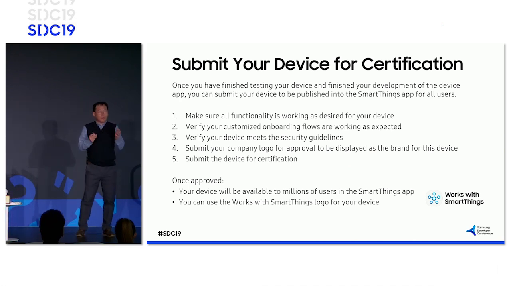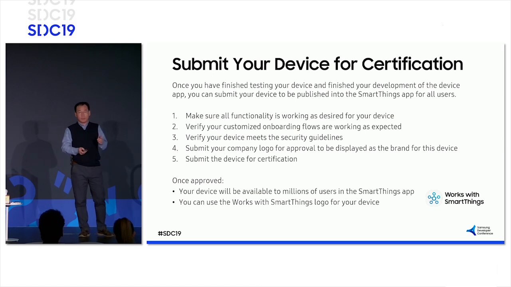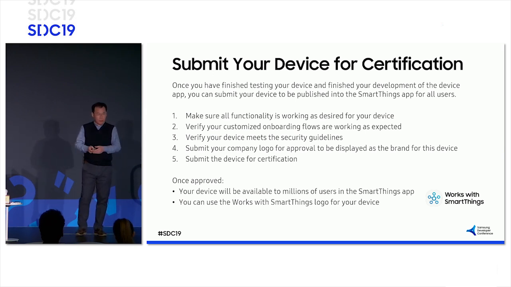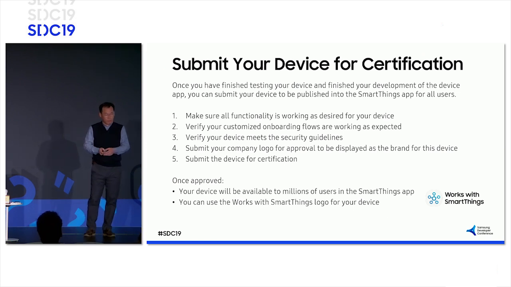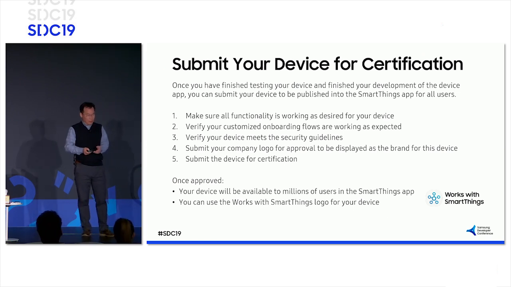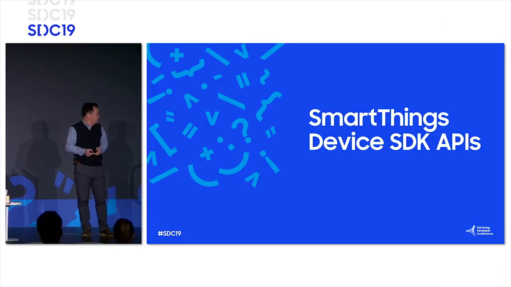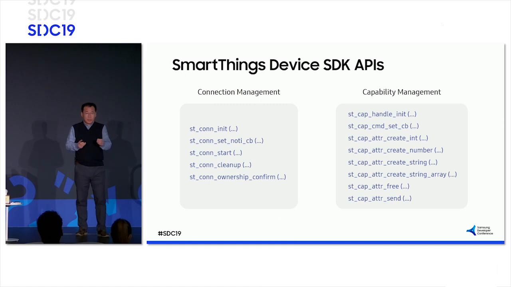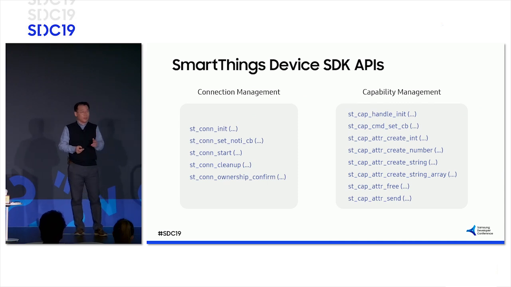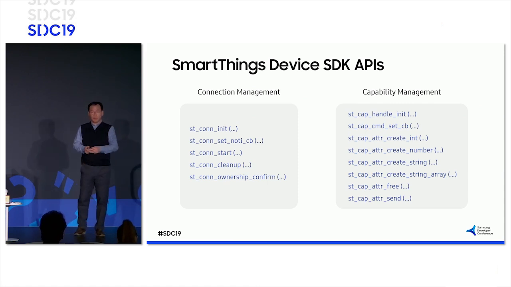All right, you just registered your device for SmartThings platforms in Developer Workspace. From now, we'll develop a device app with the SmartThings Device SDK APIs. SmartThings Device SDK has two kinds of API groups. One is for the connection management, and the other is for the capability management.